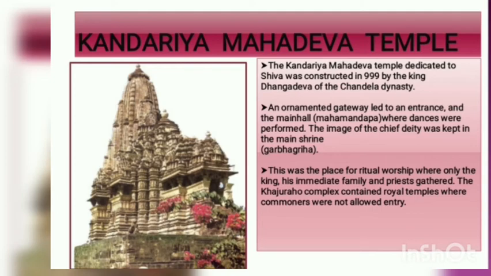This Kandariya Mahadeva Temple, dedicated to Shiva, was constructed in the year 1019 by the king Dhangadeva of the Chandela dynasty. An ornamented gateway led to an entrance and the main hall, the mandapa, where dances were performed. The image of the chief deity was kept in the main shrine, the Garbhagriha. This was the place of ritual worship where only the king, his immediate friends and family, and priests gathered. The Khajuraho complex contained royal temples where commoners were not allowed.